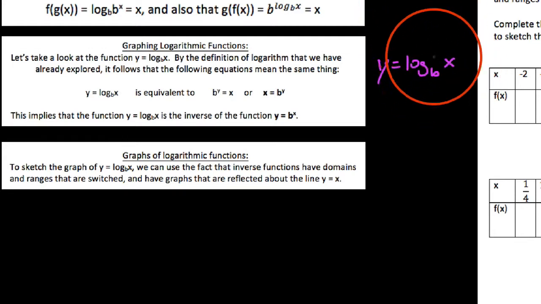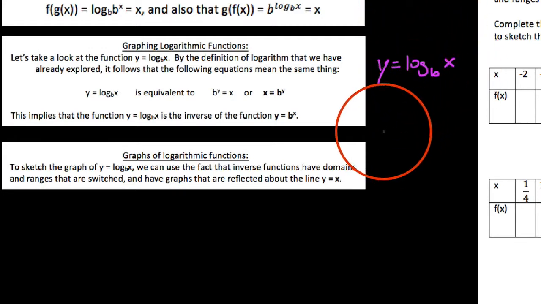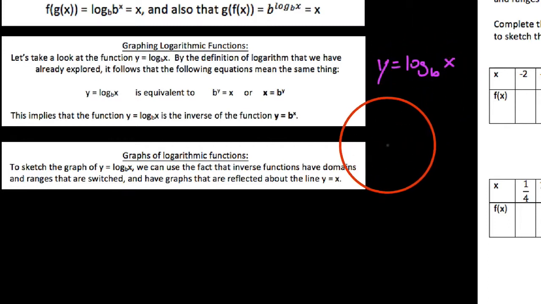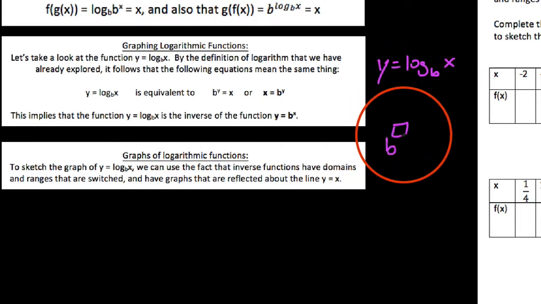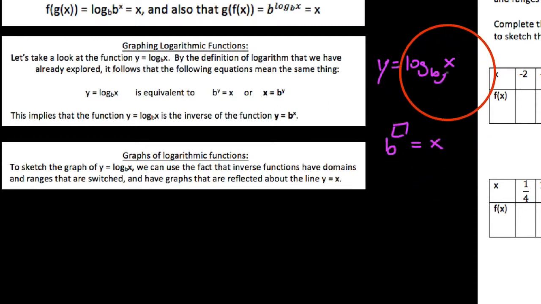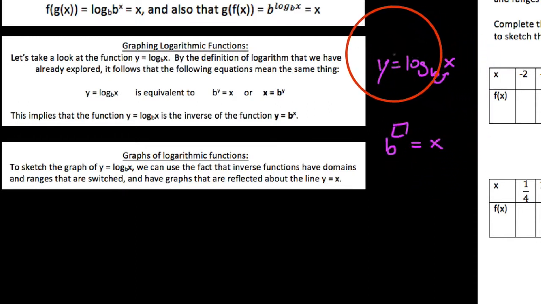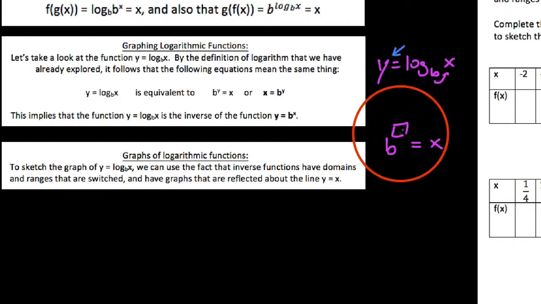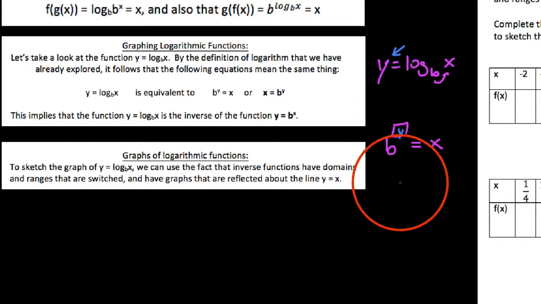The first thing I want to point out is if we were to rewrite this in exponential form, we have a base of b here, and we say b to the power of what turns into x is essentially what we're saying here. So b turns into x by taking it to what power? According to the definition of a logarithm, we took it to the y power. And the thing I want to point out first and foremost is essentially this.